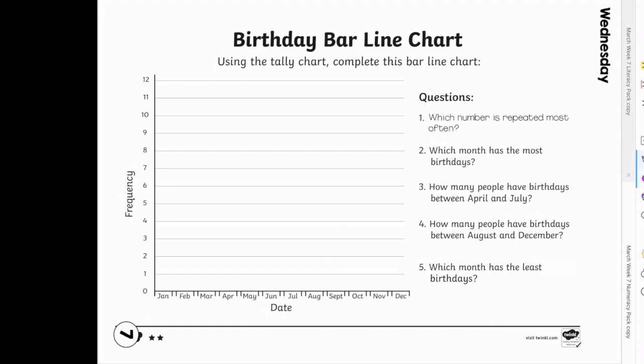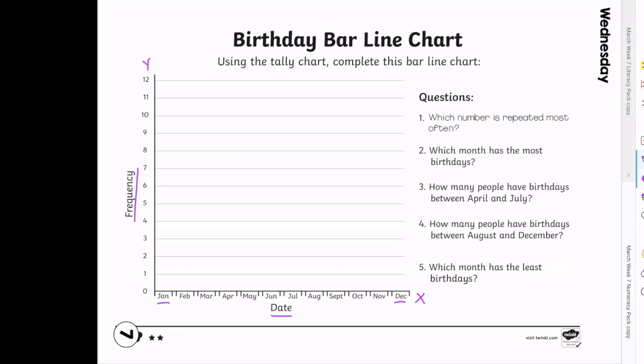Okay, let's first take a look at our bar chart and make sure everything's labeled correctly and we have all the information we need. So if we look on our x-axis, we have our date, that's the title, the label of our x-axis, and we have January all the way to December. So that's correct. Now let's look at our y-axis. It's labeled as frequency, which means the amount of times something happens, okay? So the amount of children that have birthdays in that month in our case.